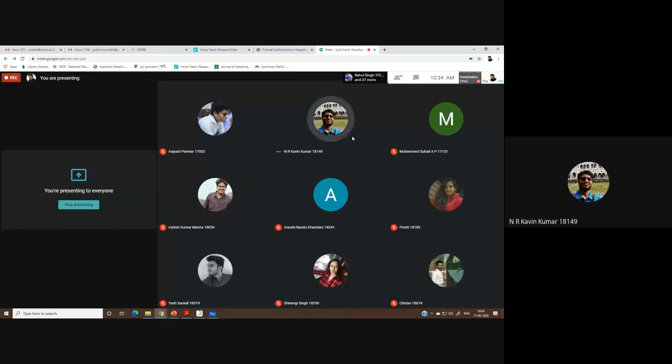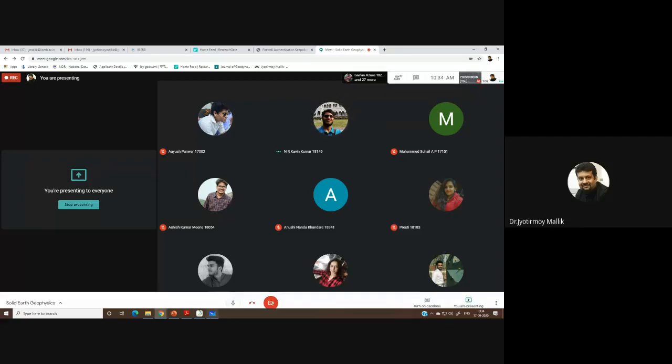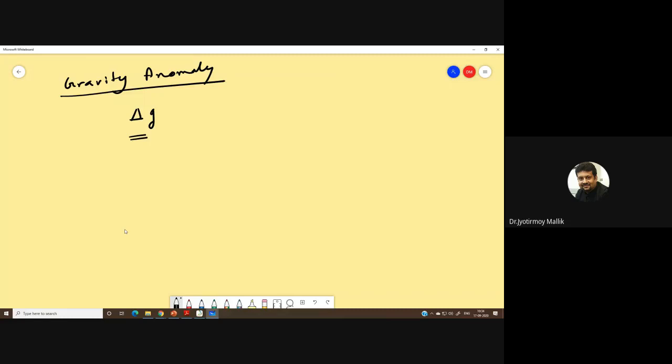Anyone? The theoretically calculated gravitational acceleration minus the measured and corrected acceleration. Exactly. Right. So it's the difference between G measured and corrected minus G theoretical, right? Or we said it as G normal.